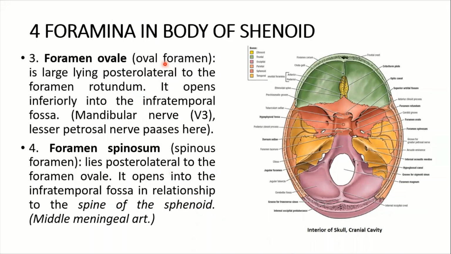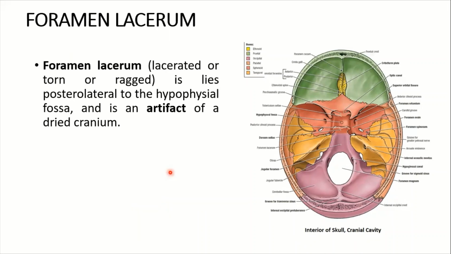Then is the foramen ovale, the oval foramen. Here it is, showed you in the large form. A large foramen lying posterolateral to the foramen rotundum. It opens inferiorly into the infratemporal fossa, and the mandibular nerve passes through that. So that is the foramen spinosum. The spinous foramen lies posterolateral to the foramen ovale, opens into the infratemporal fossa as well, in relationship to the spine of the sphenoid, as I told you, and the middle meningeal artery passes through that.